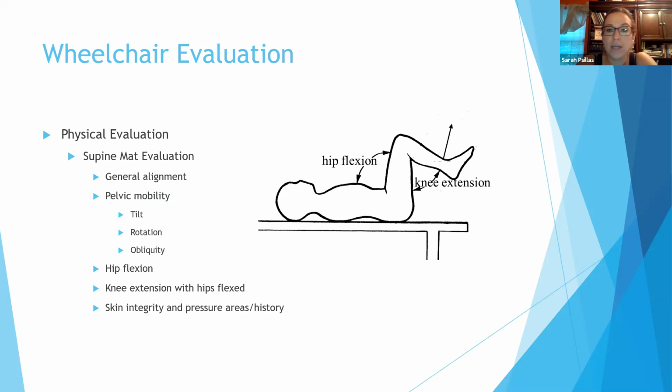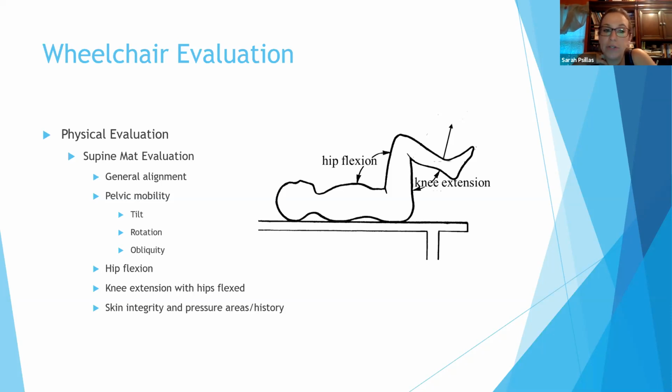So you want to look at them in a general manner and look at their alignment and see, is their spine straight? Are their hips aligned? Do they have any rotation or tilt in their hips? And what does that look like? Can they bend their knees and get into hip flexion at the same time? That's important because that's really the seated position that you're in, right, when you're in a seating or positioning system, whether it's a wheelchair or whatnot.